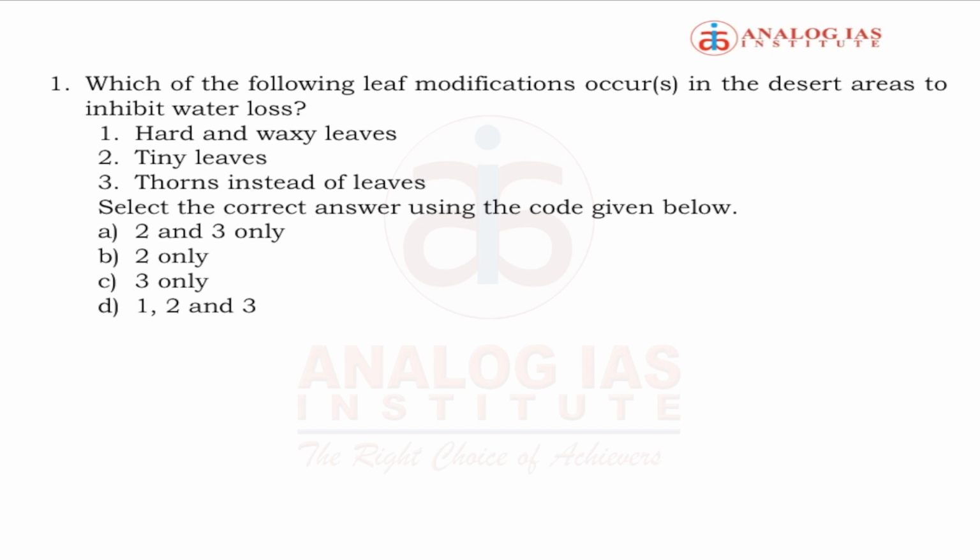And then this reduced size of leaves, tiny leaves, would also help in conservation of water, which prevents excessive loss of water, and then modification of shape of leaves, that is into thorns. All these are the general modifications concerned with xerophytes or plants which grow in desert regions to prevent water loss or to inhibit water loss. So all the options, that is statement number 1, 2 and 3 would be appropriate here. And let's move on to the next question.